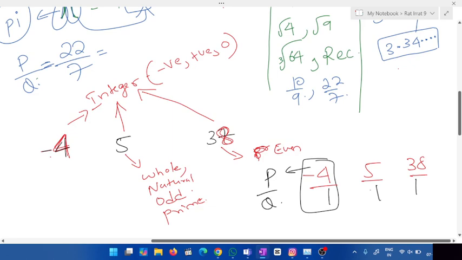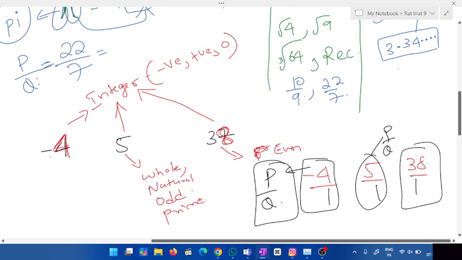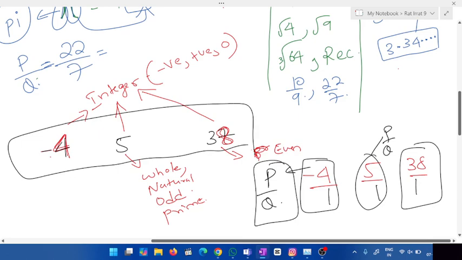If you divide by 1, if denominator is not given, we consider as 1. This we use it in LCM. In LCM, if denominator is not given, take it as 1. So 5 by 1 also can be written as P by Q, fraction. Anything written as P by Q is rational number. 38 by 1, again fraction, P by Q, rational number. Therefore, all these are rational numbers. That's the reason they have kept it under rational.